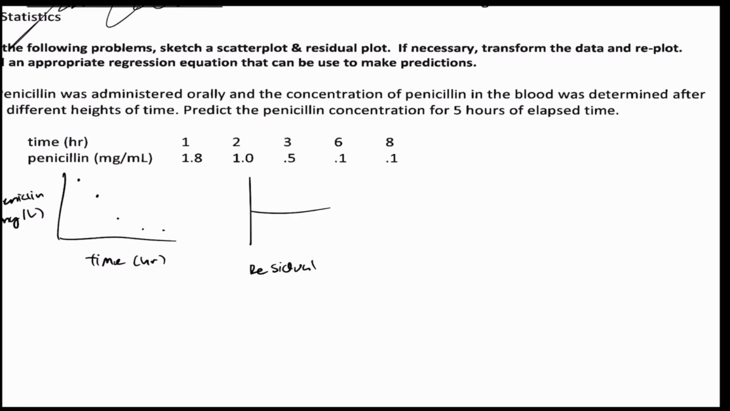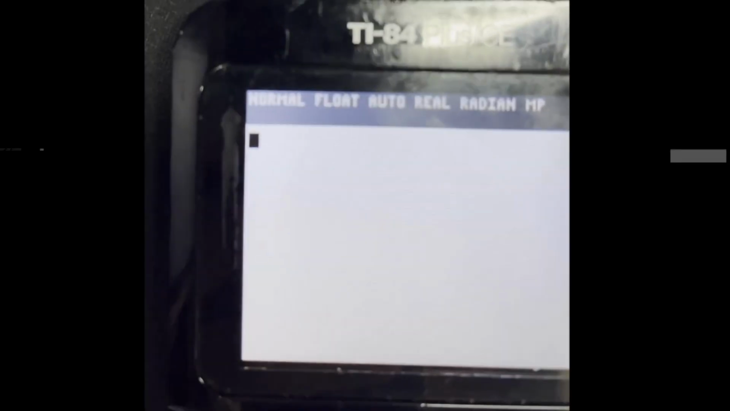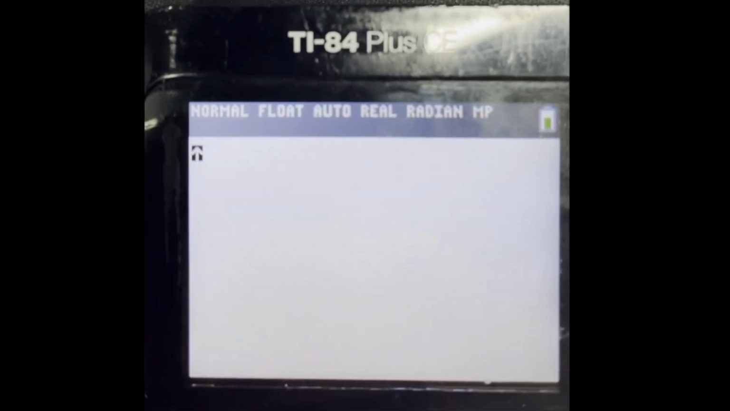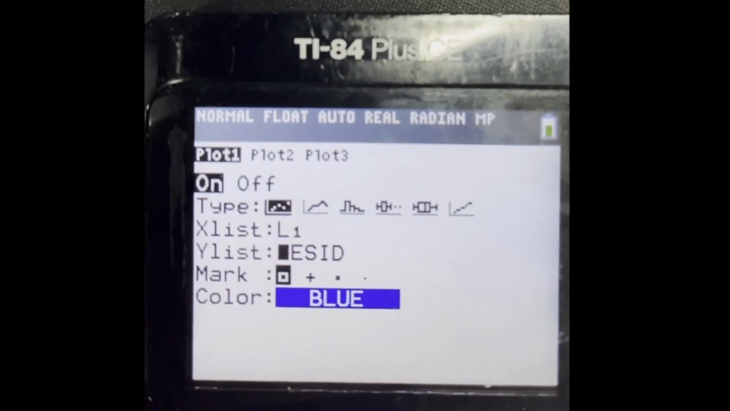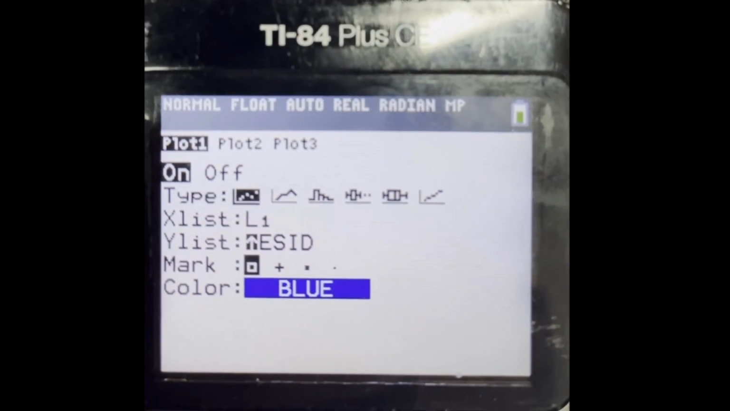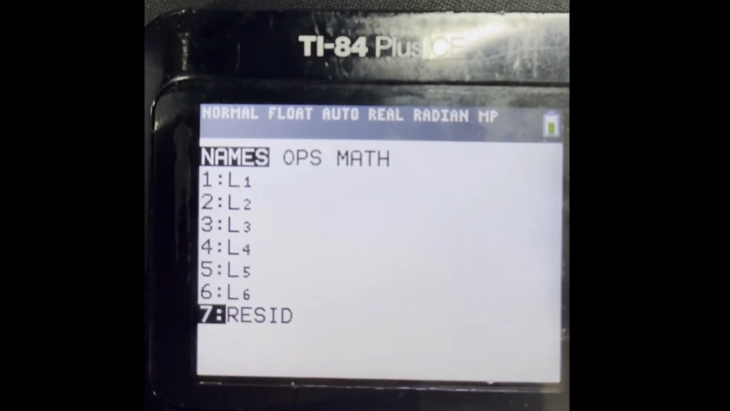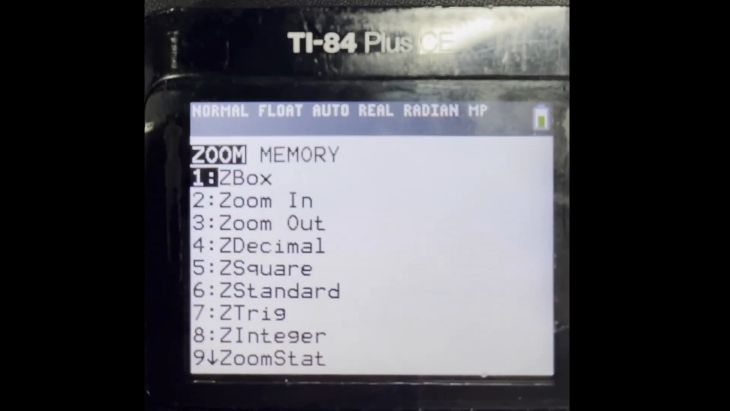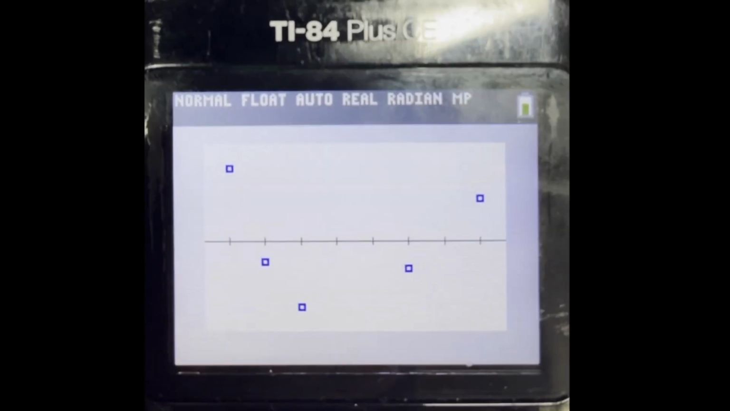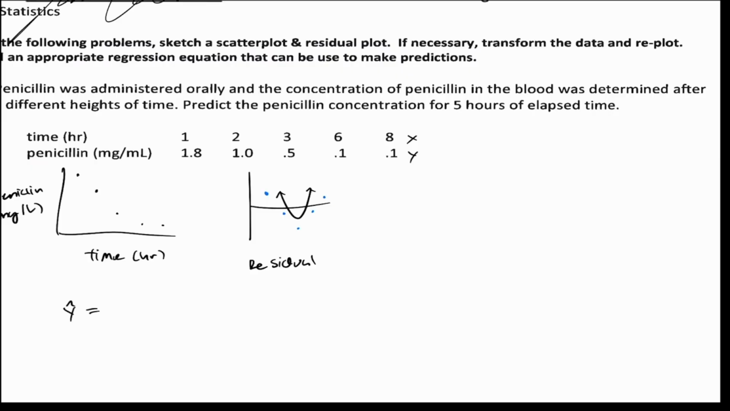Next, we're going to create the residual plot to see if the LSRL is a good fit. Since the residual plot shows a pattern, it represents that the LSRL is not the best fit for the data. Next, we're going to use StatCalc 8 linear regression to figure out the LSRL.